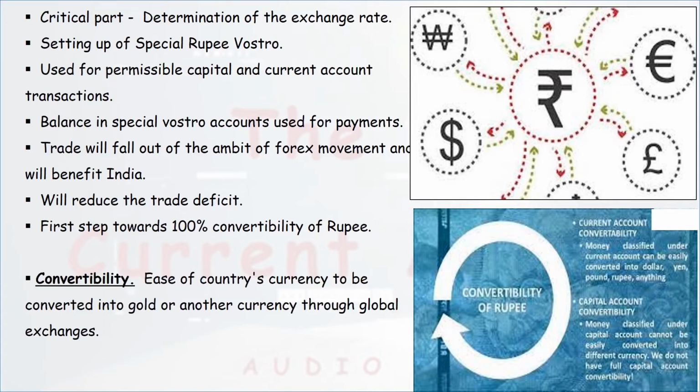Let us have a look at convertibility. Convertibility is the ease with which a country's currency can be converted into gold or any other currency through global exchanges. Currency convertibility is an important part of global commerce because it opens up trade with other countries.